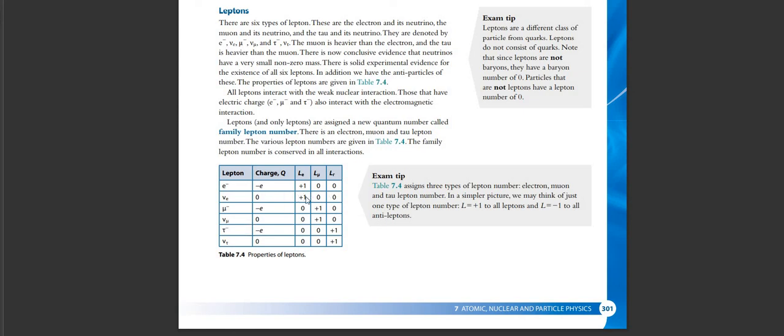They have a lepton family number, but they have no charge. That's all you need to know about neutrinos. You just need to know that they're massless. The lepton number depends on whatever family it belongs to. And that's literally about it.